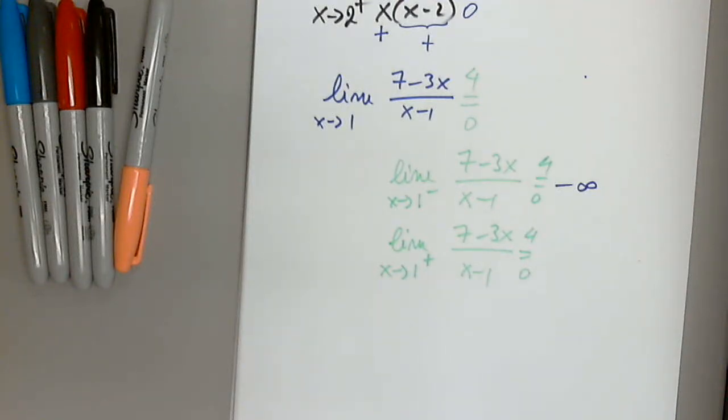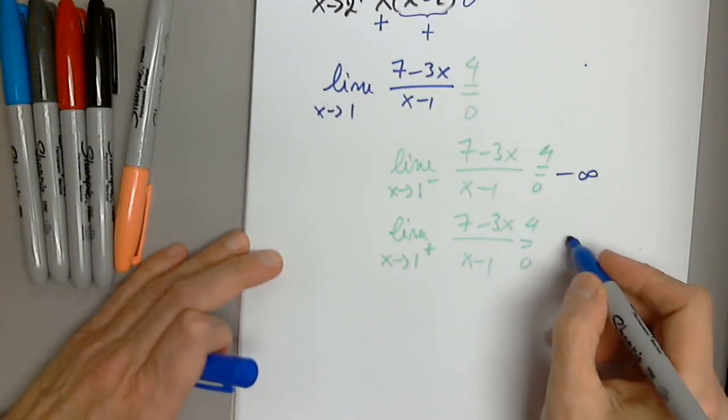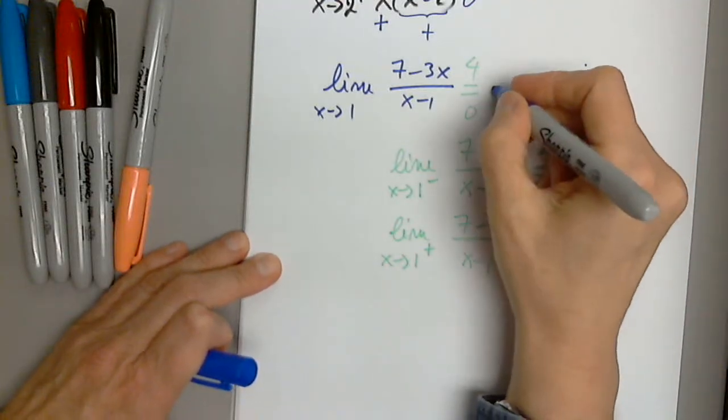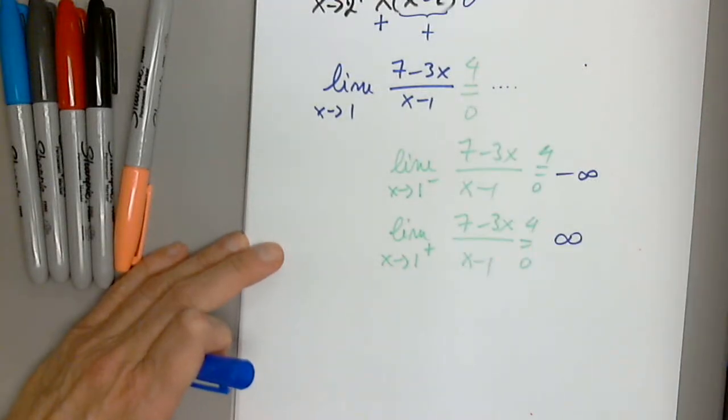Here with 1.1, the top is still positive 4. But with 1.1 in the denominator, this is positive. So then the answer would be positive infinity. Therefore, what would you write for DNE?